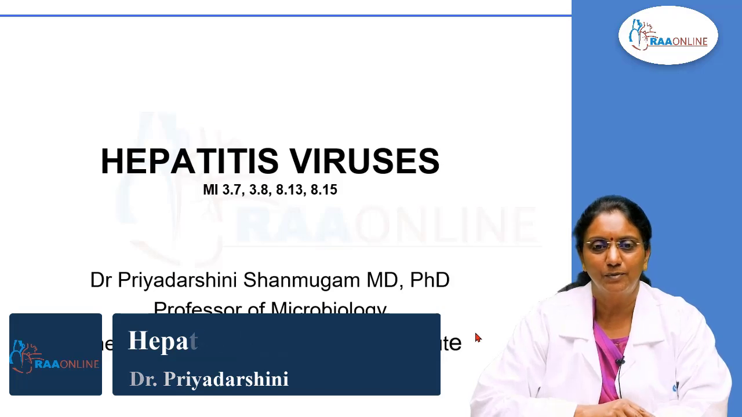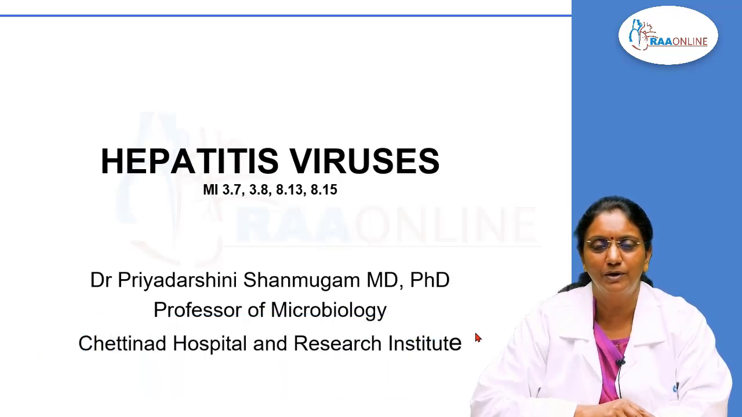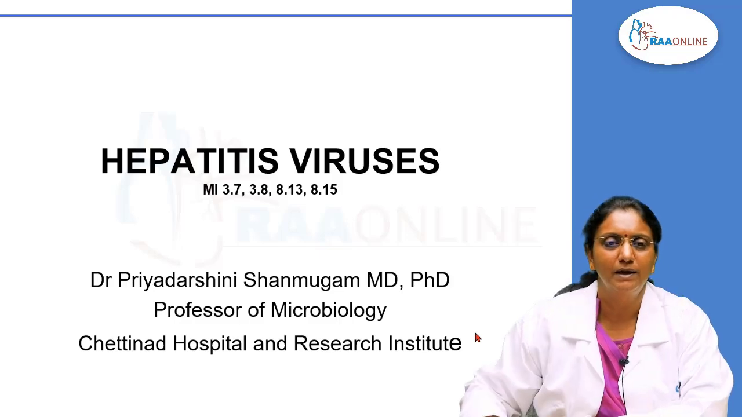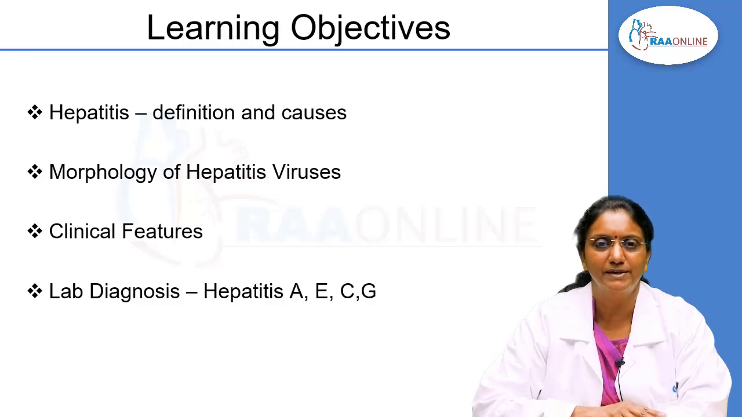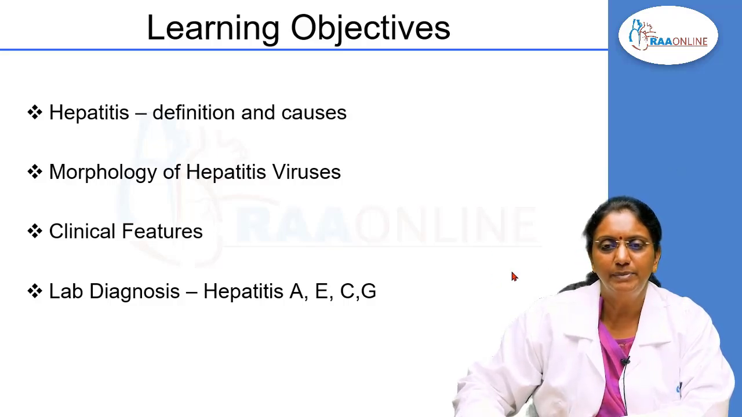I am Dr. Priyadashini Shanmugam, Professor of Microbiology, and today we are going to talk about hepatitis viruses and viral hepatitis. The learning objectives for today's session will be: what is the definition of hepatitis? What are all the etiological factors or the causative factors for hepatitis to occur? The morphology of the hepatitis viruses, the different classes of hepatitis viruses that we all know, the clinical features, and the lab diagnosis. In this session, I will be talking to you about hepatitis A, hepatitis E, hepatitis C as well as G. Hepatitis B and D I will cover in the next session.